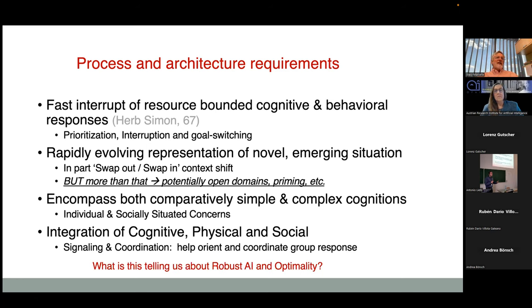And I think for me, this tells us a lot about how we actually build robust AI and what optimality really means. You can optimize for some closed world, but you have to be thinking in terms of these kind of open worlds if you're actually putting AI in the real world.